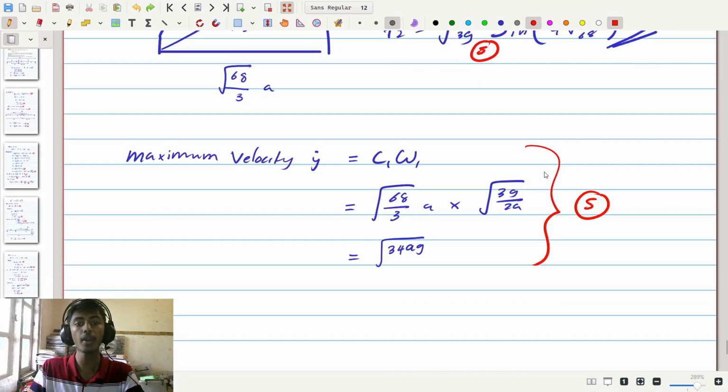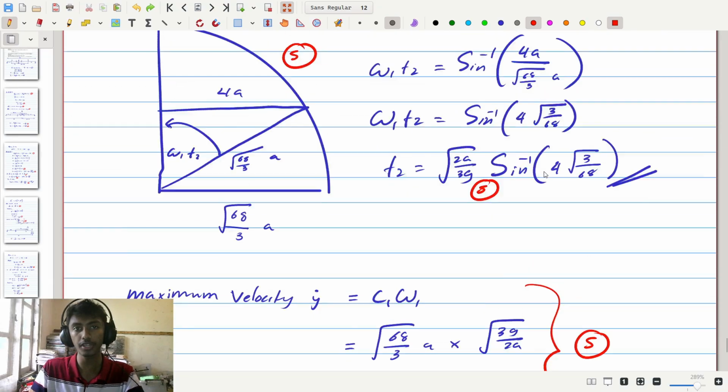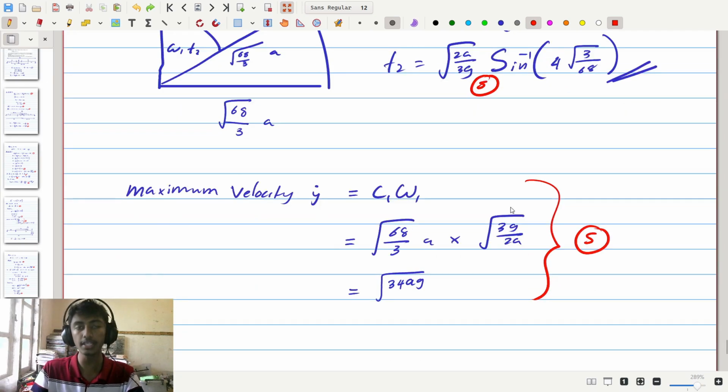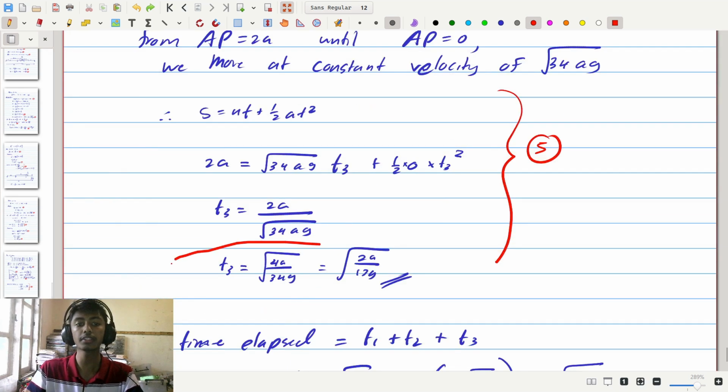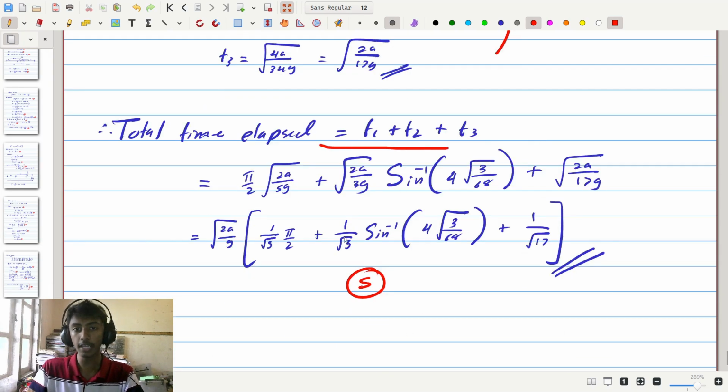And then when you realize that after t2's motion, as in after the string becomes slack at the point when x equals 2a, you need to find the maximum velocity, and then the rest of the motion is going to be under momentum for that velocity. When you find the maximum velocity equal to square root of 34 ag, you get 5 marks, and then when you apply s equals ut to find the time t3, you get another 5 marks, and finally, when you add all 3 times to get the total time like this, when you write some formula that looks like this, you get another 5 marks. And that is going to be all for this question.